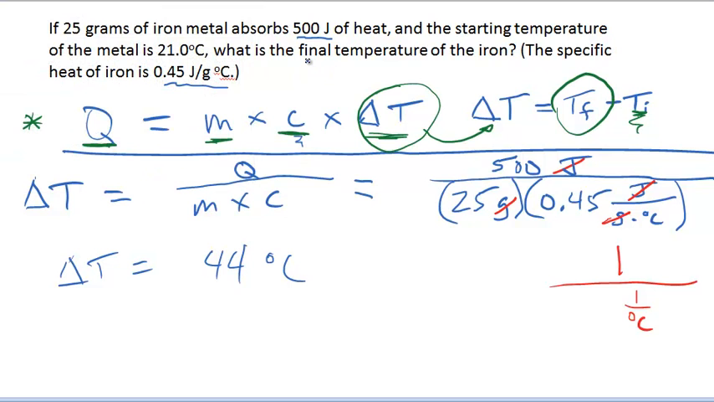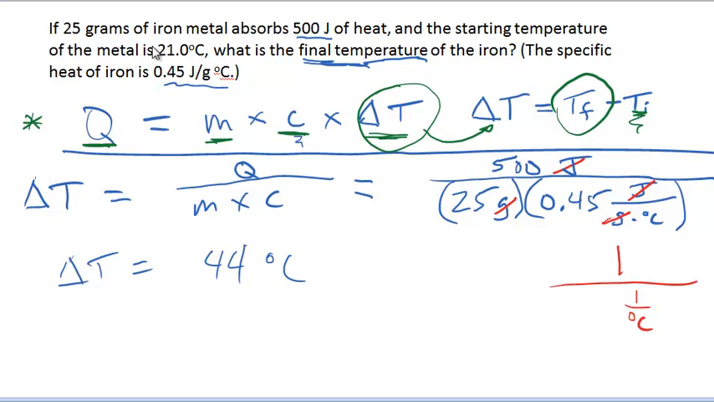But the problem is asking for the final temperature, right? They don't care what delta t is. They want to know what the final temperature is. So this is when we go and use this expression. And I think you don't even have to go through the algebra for this, right? If the temperature has changed by 44 degrees, and we know the initial temperature was 21, then we're going to be 44 degrees warmer than 21. And we know it's going to warm up. It's not going to cool down. The iron is going to warm up because we added heat.